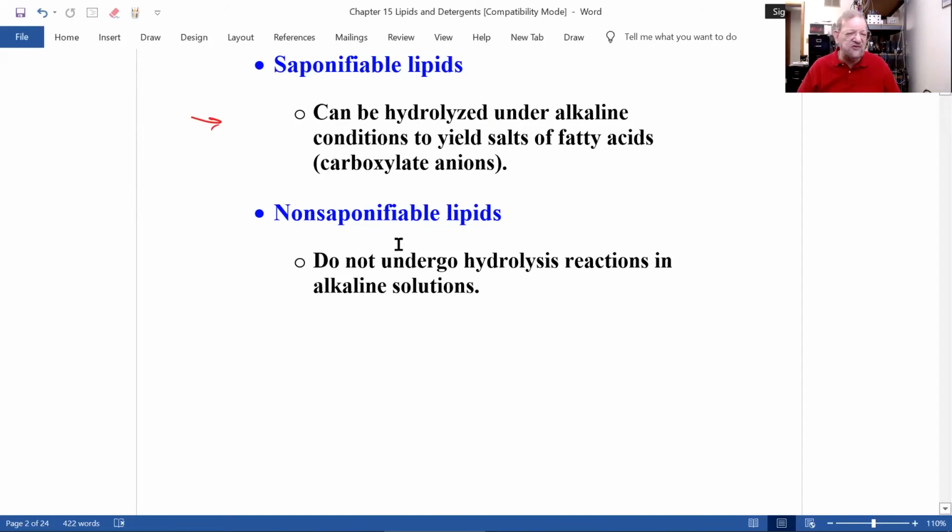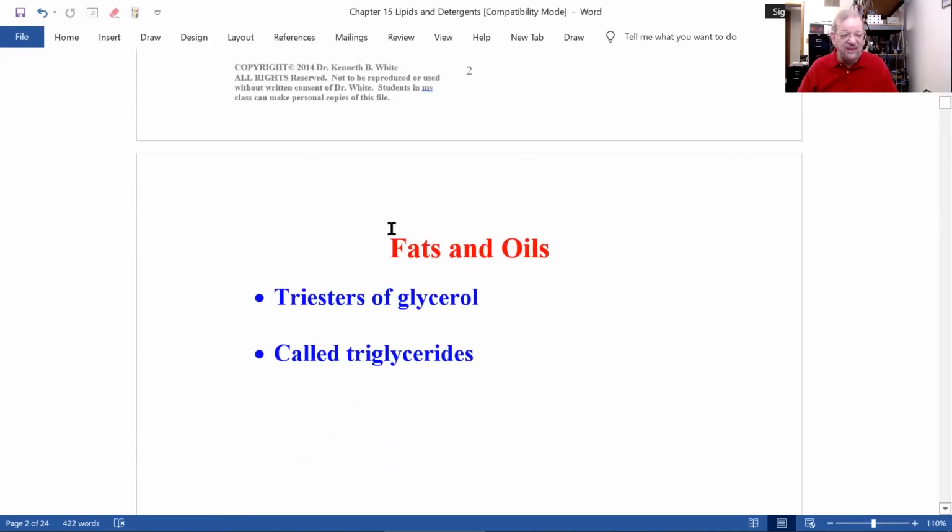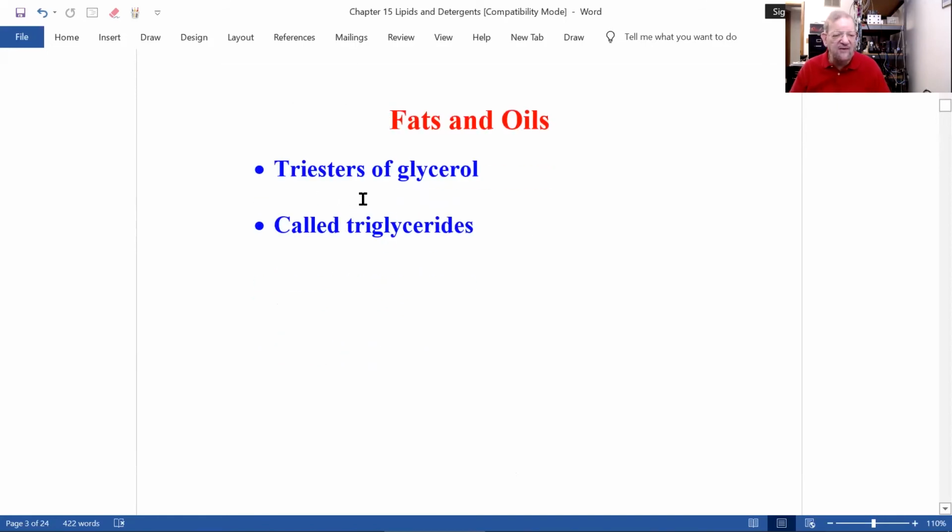Now, what really is a saponifiable lipid? Well, it's got another name, fats and oils. And fats and oils, I think you're familiar with. If you have bacon grease, that's the fat from a pig when you make the bacon and it's left in your pan after you fry up your bacon. Or oils, vegetable oil is an example, olive oil. Now, one way of calling them is triesters of glycerol, but most of you know them as triglycerides.